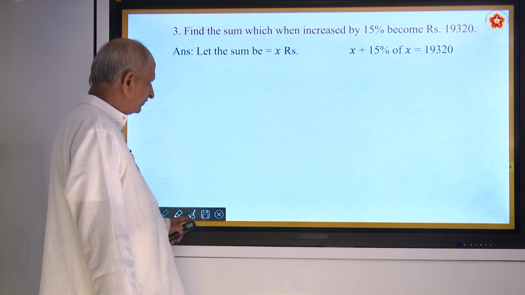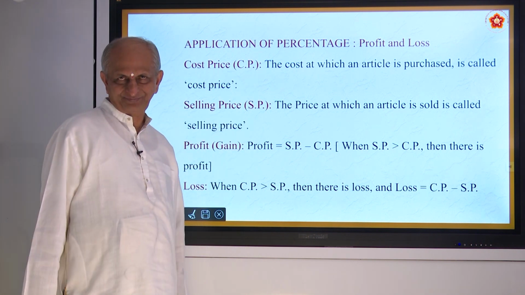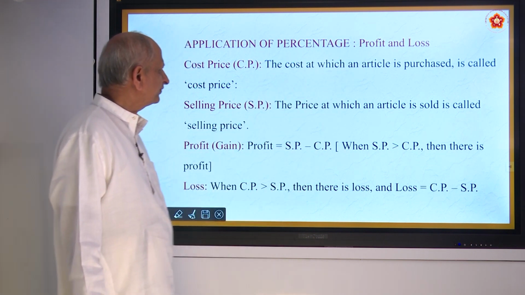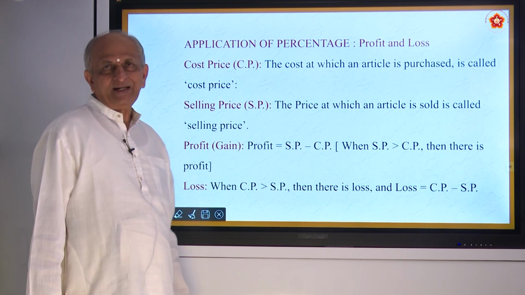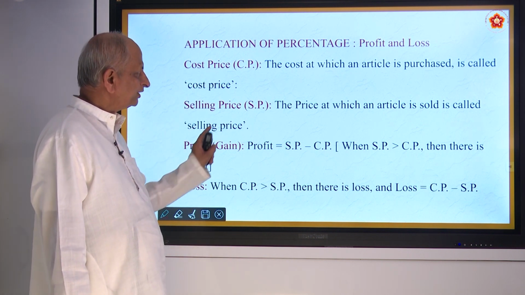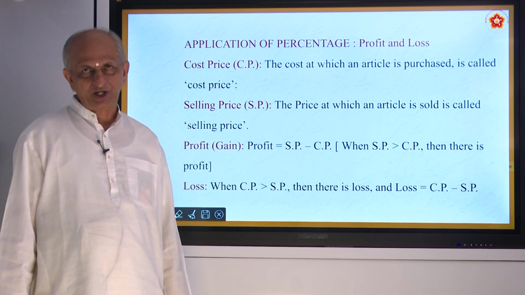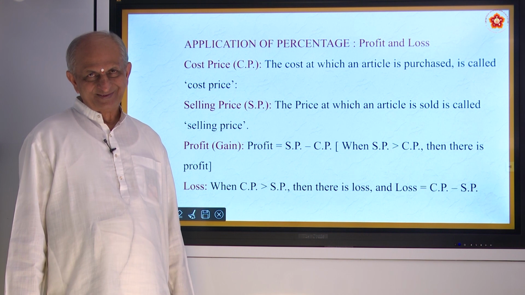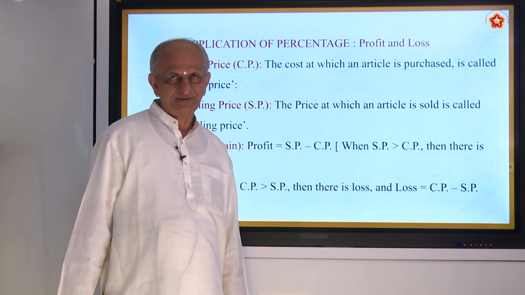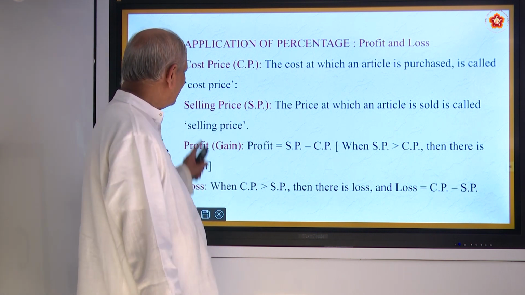Okay, now we will pass on to the next question. Application of percentages. One of the interesting applications is profit and loss. How do you calculate profit or loss? On the cost price. What is cost price? The cost at which an article is purchased is called the cost price. Is it not? So for example, a pen, if you purchase at 10 rupees, it is called cost price. And selling will be 12 or 15, etc. That is called selling price.